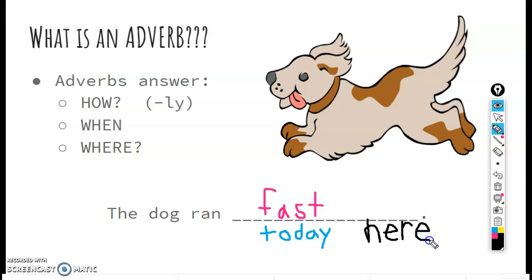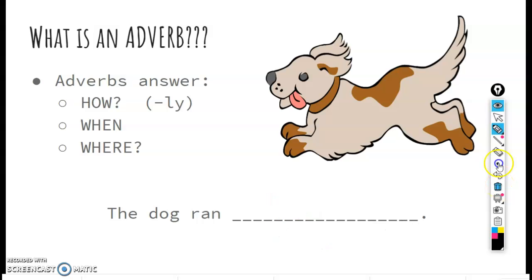Remember that adverbs can only be one word, and they cannot be a place. So I can't say the dog ran in the doghouse. Those are some different kinds of words we're going to be learning later this year, hopefully. So adverbs can only be one word, and they tell us how, when, or where the verb is happening. All right, let's go on to our next page.